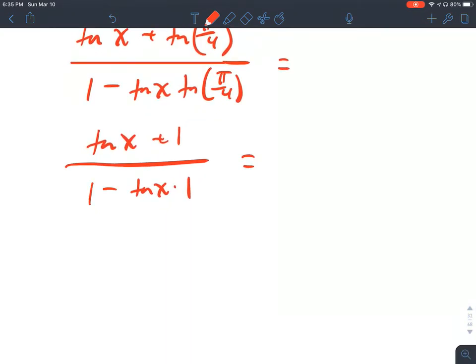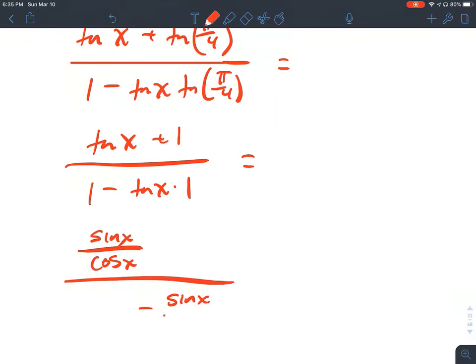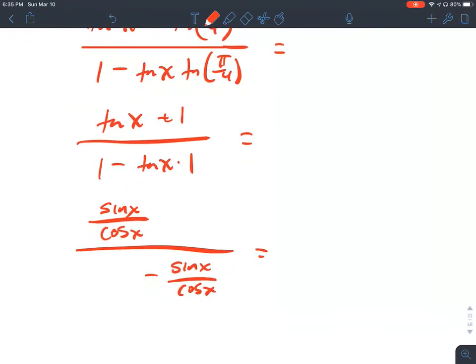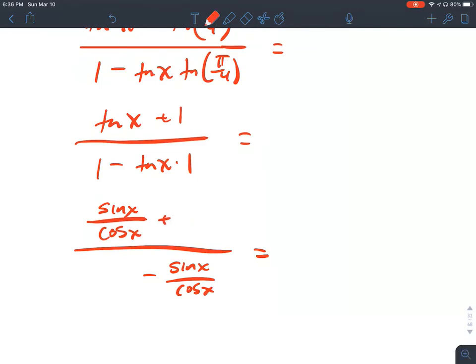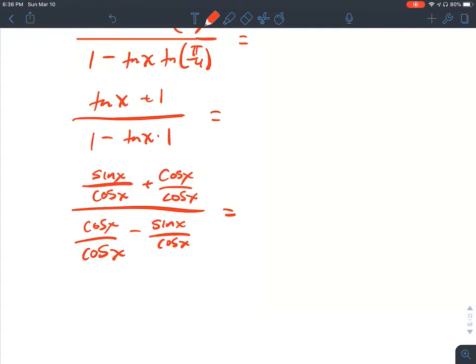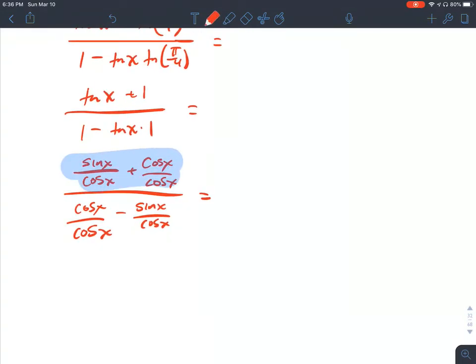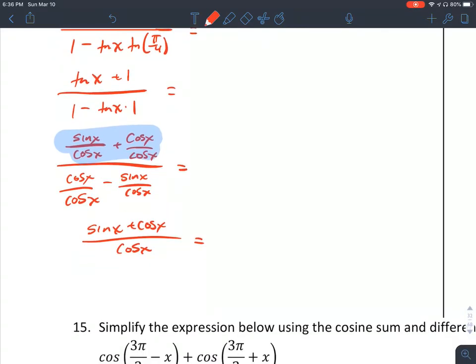I'm going to now change tangent to sine over cosine because the right side of the equation is in terms of sine over cosine. I'm also going to change my 1's to cosine over cosine to get common denominators. We're going to simplify the numerator. There's already common denominators, so it's going to be sine of x plus cosine of x over cosine of x. My denominator, I got cosine of x minus sine of x over cosine of x.